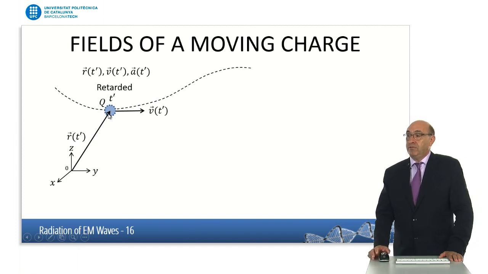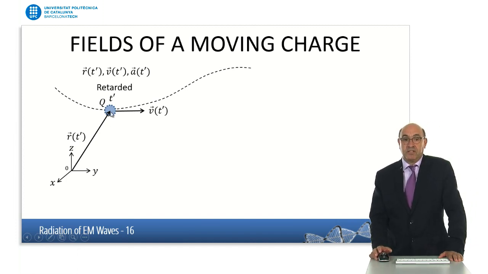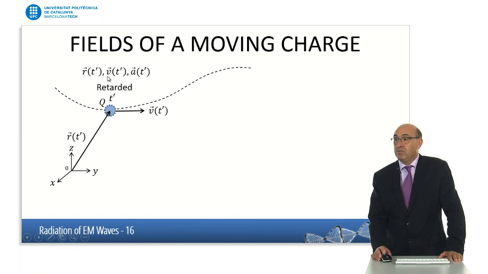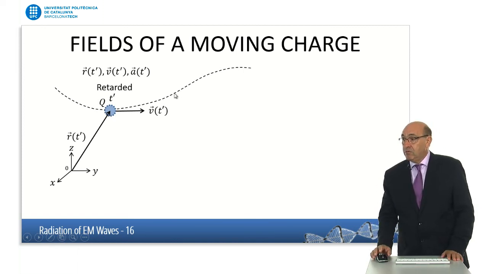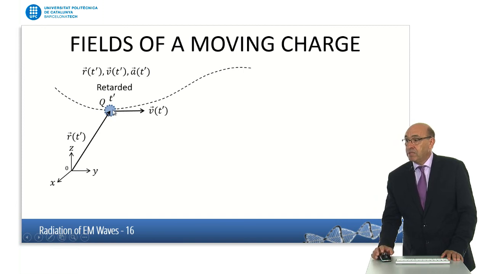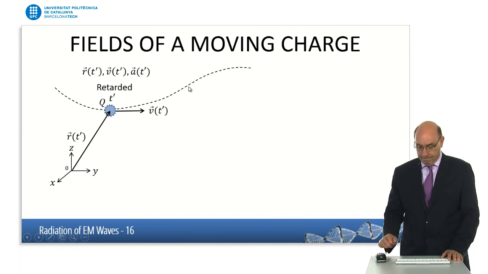But it's not enough to know where the charge is. We also need to know how it's going to move. And for this purpose, we need to know the velocity, not only the position, but also the velocity and the acceleration. And those functions change with time as the charge moves along this path. Here you have the velocity at this point, but if there is acceleration, then the charge will follow the path.